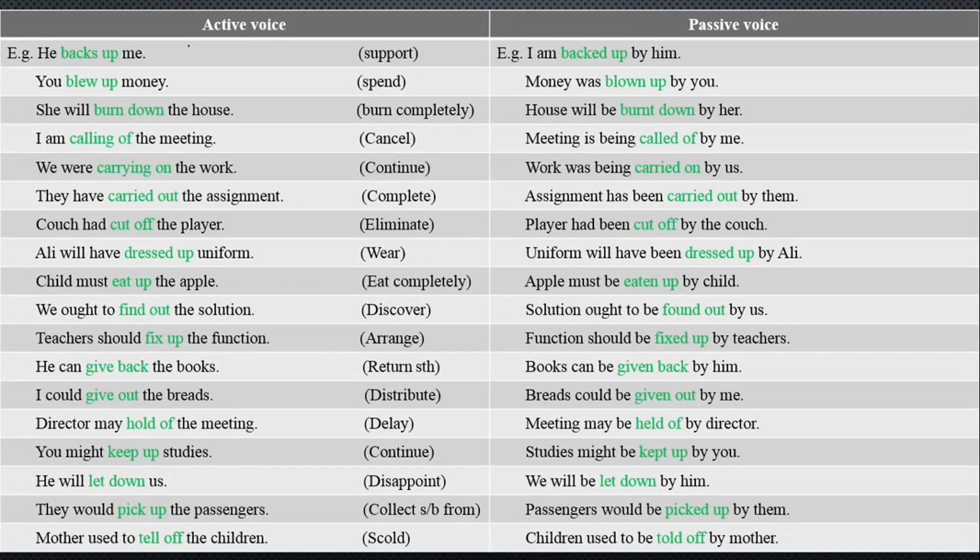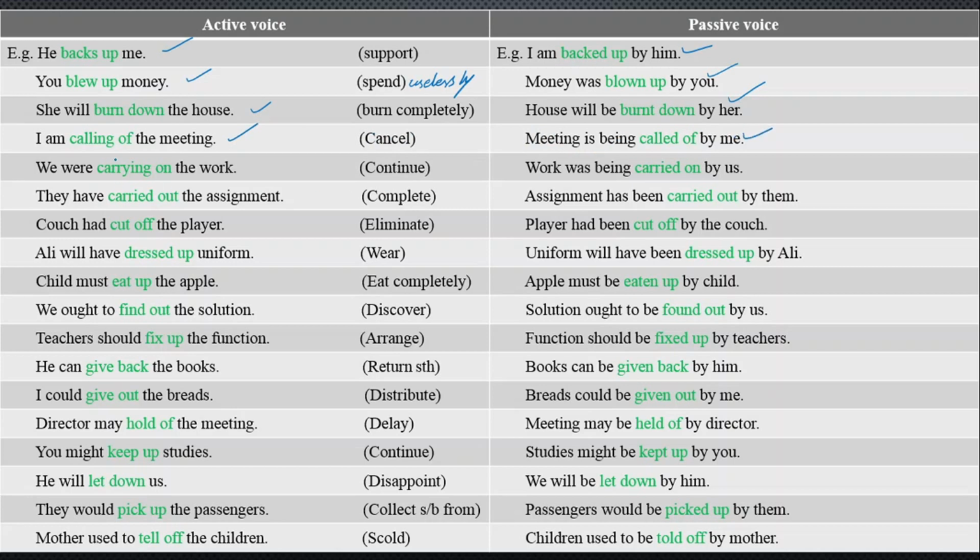Now see, he backs up me means he supports me. I am backed up by him. I am supported by him. He blew up money means spent uselessly. And money was blown up by you. This is called the passive of blow up. And she will burn down the house, burn completely. House will be burned down by her. I am calling off the meeting means cancelling the meeting. Meeting is being called off by me.